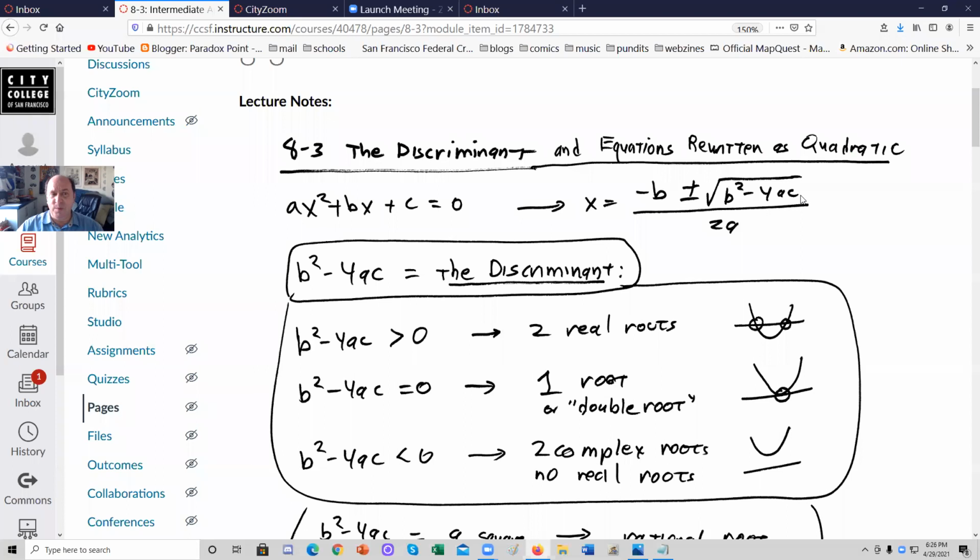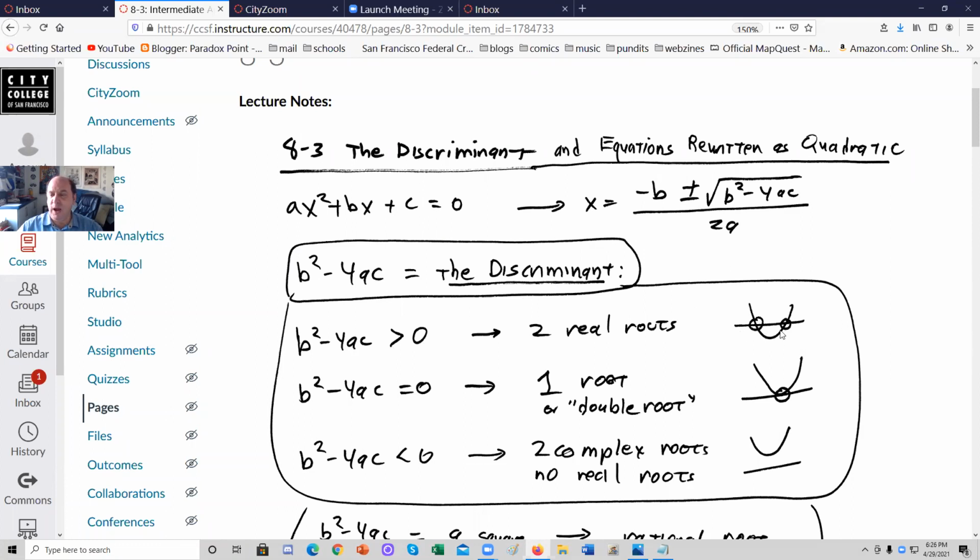And square roots don't always work, or at least don't always give you real number answers, if it's given a negative input. So we call this thing, b squared minus 4ac, the discriminant, because it discriminates between the kinds of solutions you get. If b squared minus 4ac is positive, then this is just the square root. It's a real number. So there'll be two real roots.